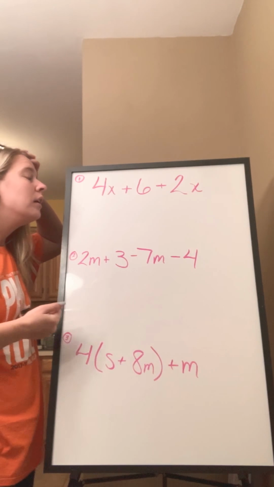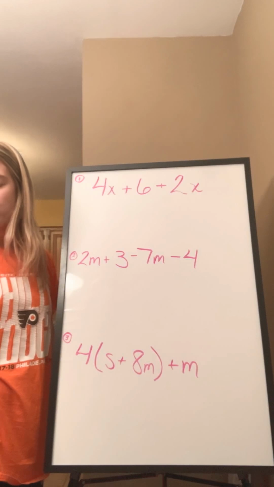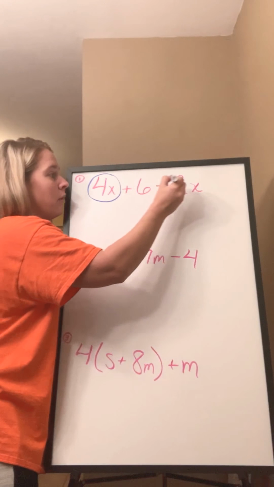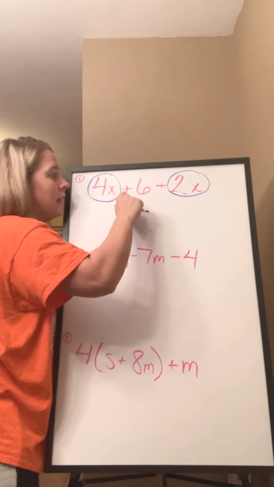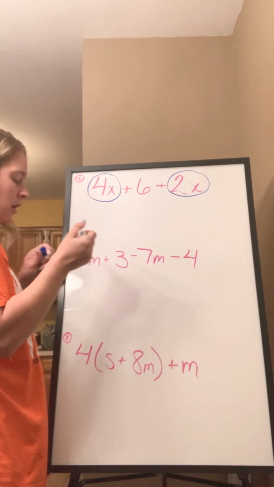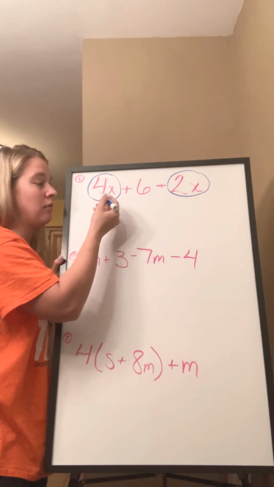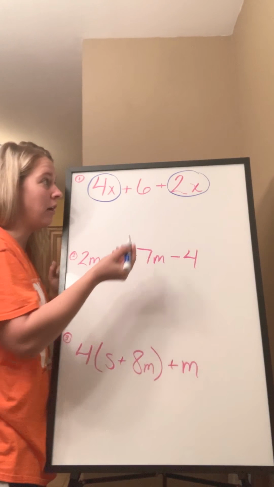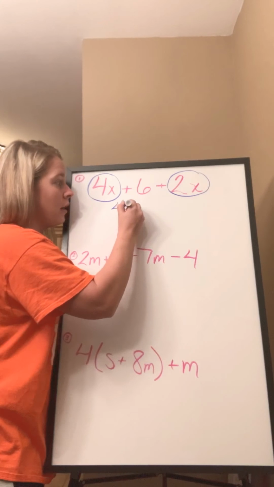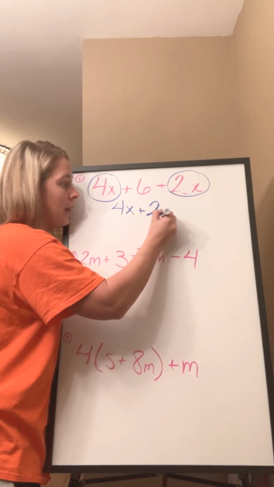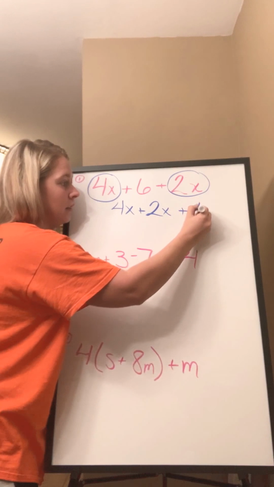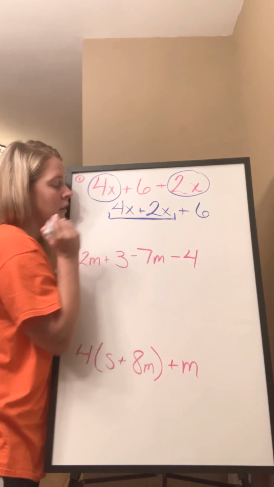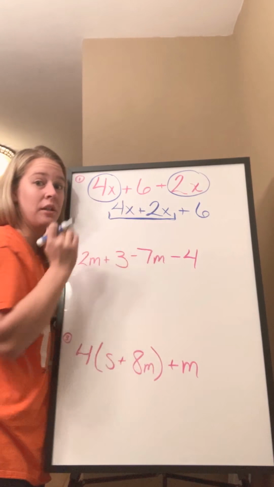All right, so 4x and 2x, those are like terms here, right? They both have the variable x. Okay, it's all addition, we're good to go. So I could always rearrange this, right? Addition is commutative. I can change the order to make it easier for myself. So I have 4x plus 2x plus 6. Now I've put my like terms next to each other. Okay, so 4x plus 2x.